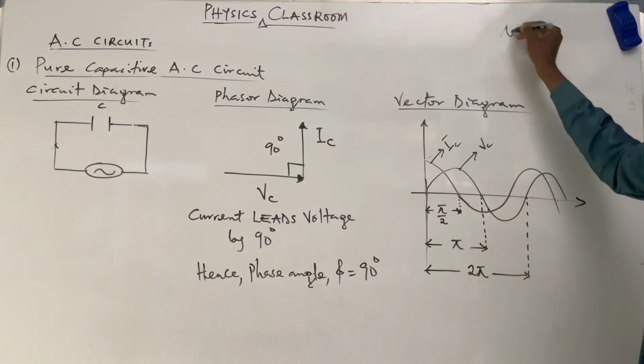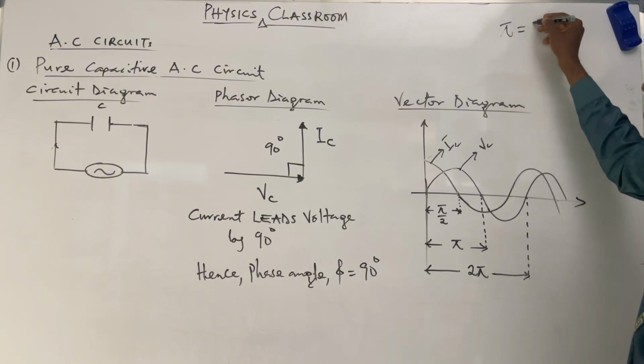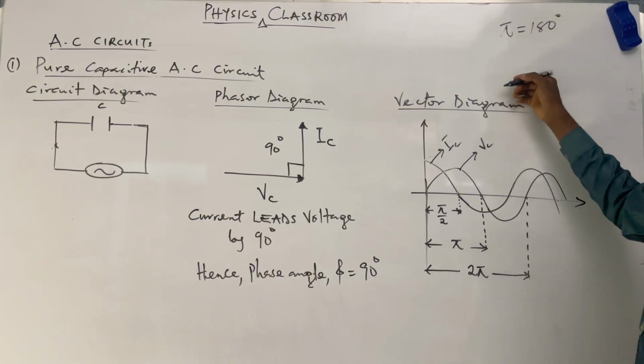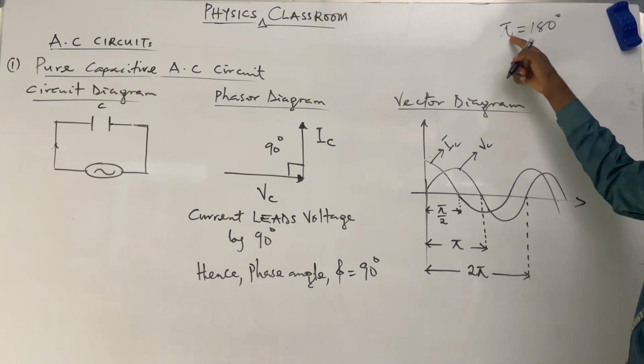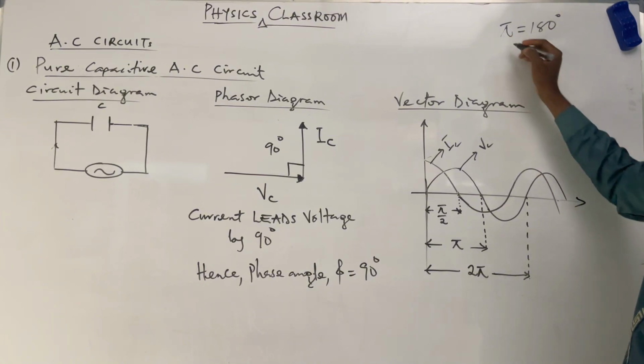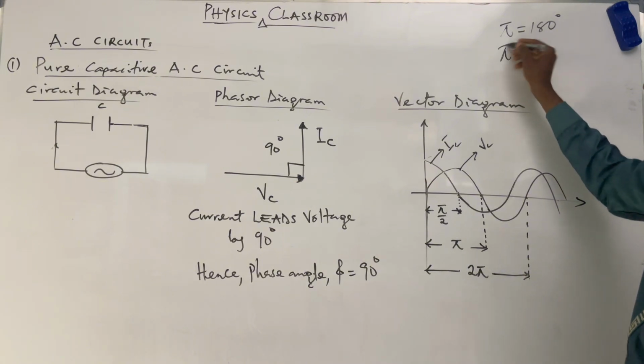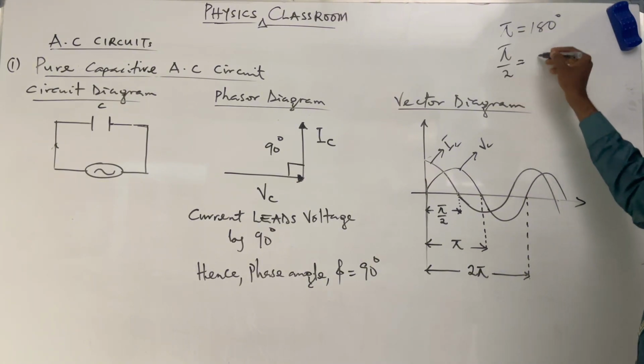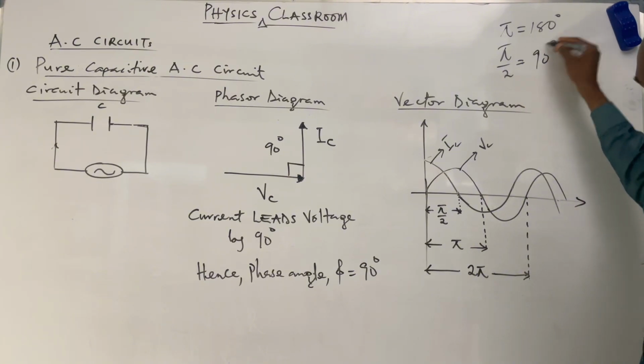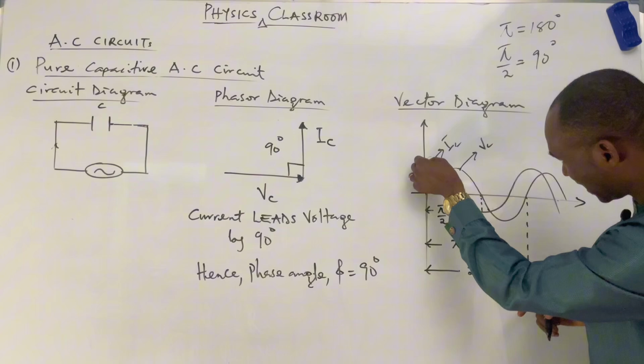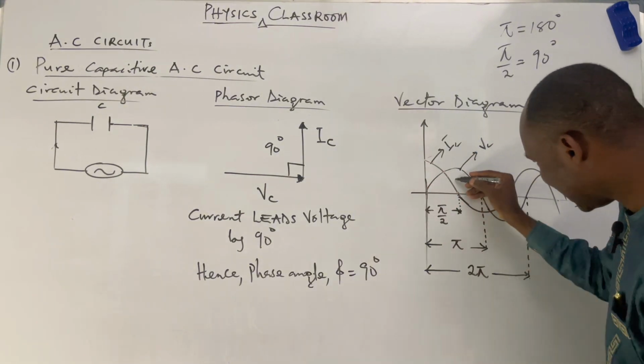You already know that pi means 180. Pi rad is equal to 180 degrees. So pi all over 2 connotes 180 divided by 2, which will be 90. That is, current leads the voltage by 90.